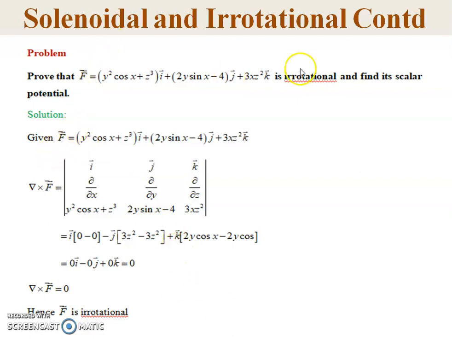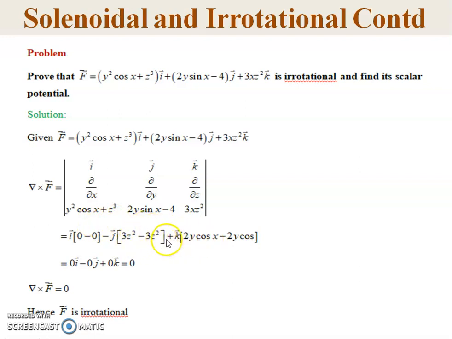So what is f vector? The given vector is f. First find del cross f vector. First write the directions i, j, k, then find the derivatives, then find the components. Now leave the first column, first row. As usual, dou by dou y, differentiate this with respect to y. There is no y term, so 0. Similarly, differentiate with respect to z. There is no z term, so 0. Minus j vector into differentiate this with respect to x, which becomes 3z², and differentiate this with respect to z, which becomes 3z².